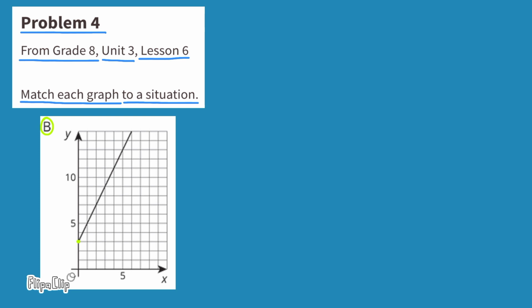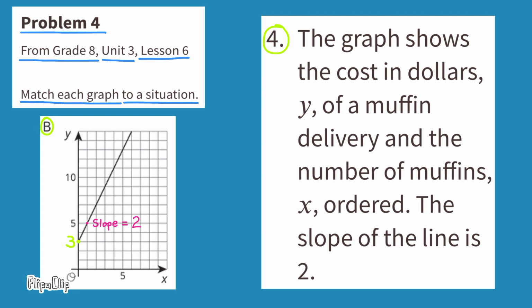Let's take a look at graph B. The y-intercept for graph B is 3. Let's find the slope of this line. The rise is 2 and the run is 1. So that would be 2/1, and 2/1 is 2 divided by 1, or 2. Let's look for a situation that has a y-intercept of 3 and or a slope of 2. The slope of the line for graph number 4 is 2. Graph B matches up with situation number 4.